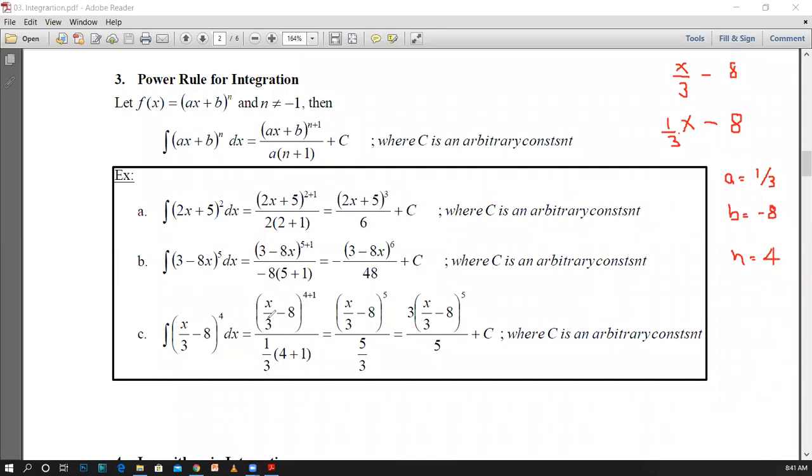Then the calculation that you can perform is, you can write the same function since it is in the form of ax + b, and then power plus 1 would be here 4 plus 1. Then you have to divide the whole quantity by 4 plus 1, and the next thing is you have to multiply the denominator by the coefficient of x. Here you can see that the coefficient of x is 1 over 3. Then if you perform the calculation, you will end up with 3 times (x/3 - 8)^5 divided by 5.